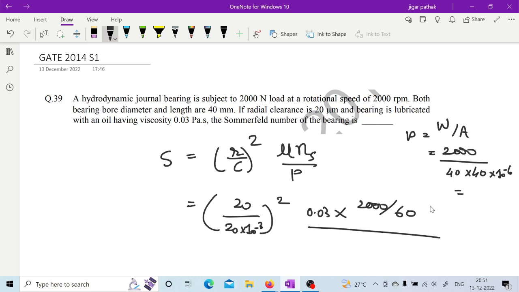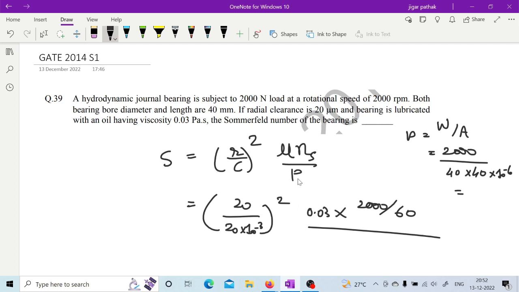For all the lengths, diameter, length, clearance, everything we will take in meter only, right? No. See what we have done is this radius and this radial clearance, both we have taken in mm, because it is going to be cancelled. So for this ratio R by C, we have considered both in mm.